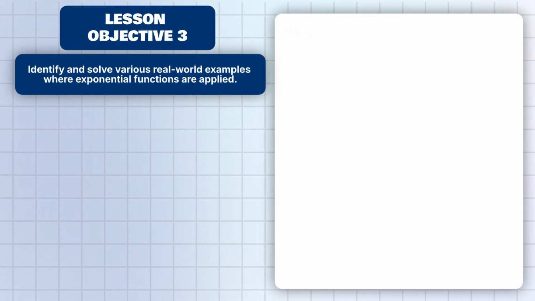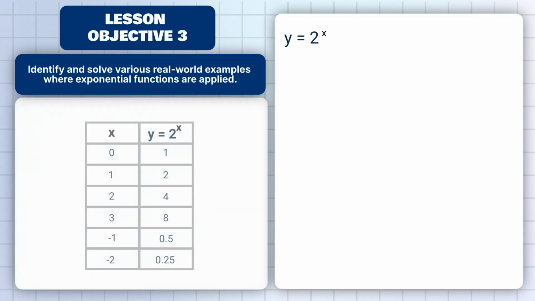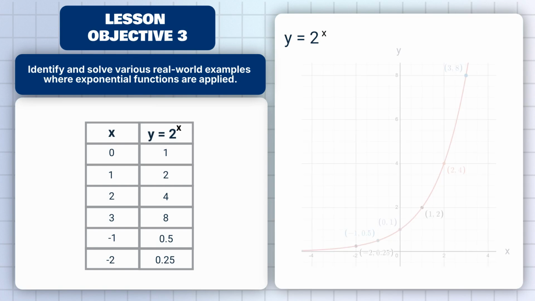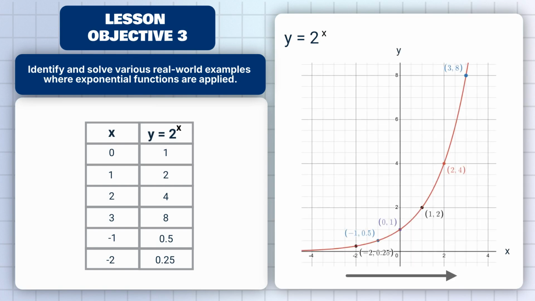For our first example, let's consider a basic exponential function. Consider the function y equals 2 to the power of x. First, let's create a table of values to understand how this function behaves. Now, if you plot these points on a graph, you'll notice that as x increases, y increases very rapidly. Conversely, as x decreases, going negative, y approaches 0 but never actually touches the x-axis. This gives the graph its characteristic steep upward curve.